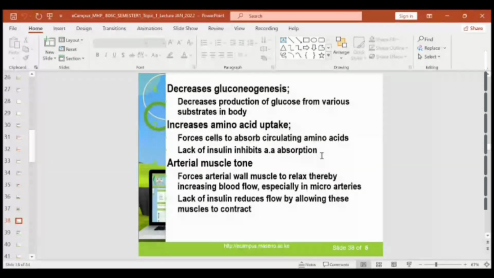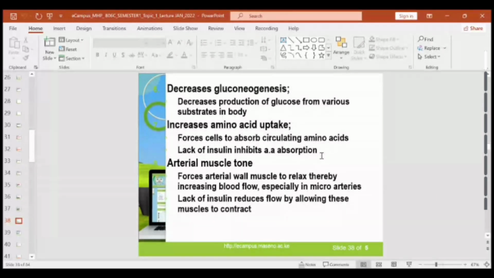So when the body doesn't have enough glucose, there's a way it can make up glucose using non-glucose precursors. These are the amino acids and the fatty acids. The presence of glucose will decrease the production of glucose from non-glucose precursors. This process is called gluconeogenesis, and insulin will inhibit it.